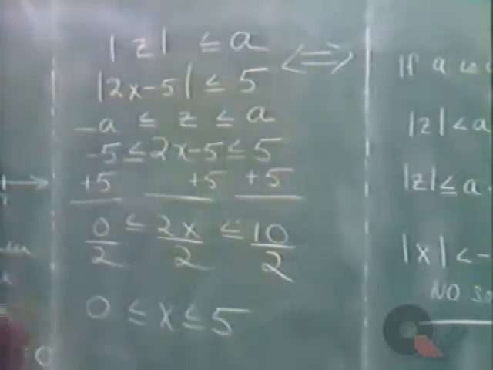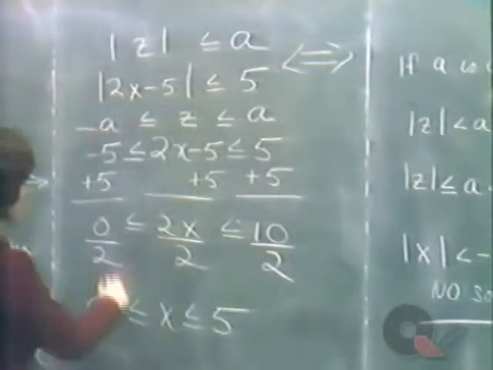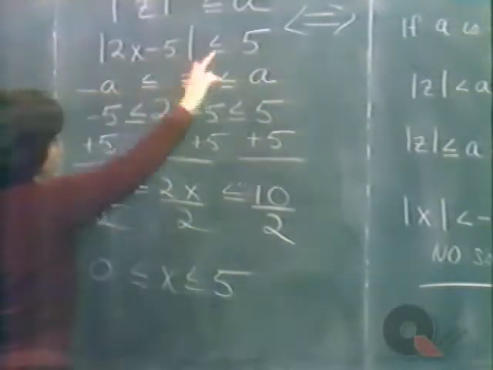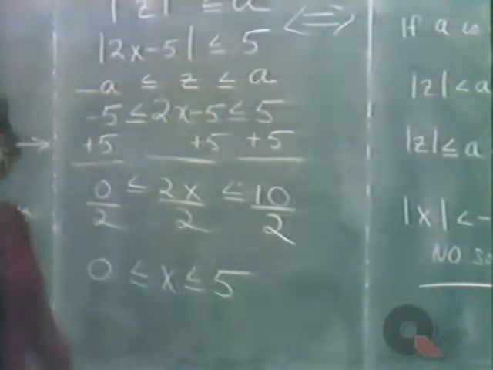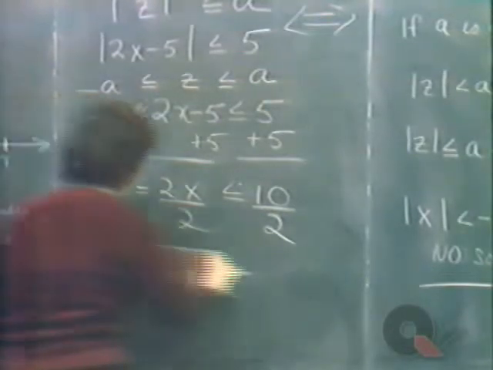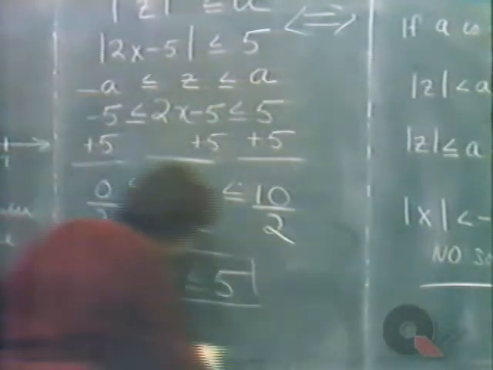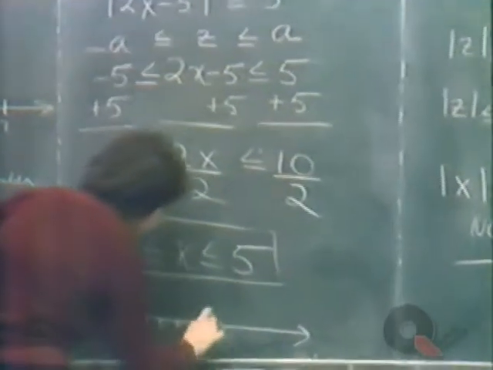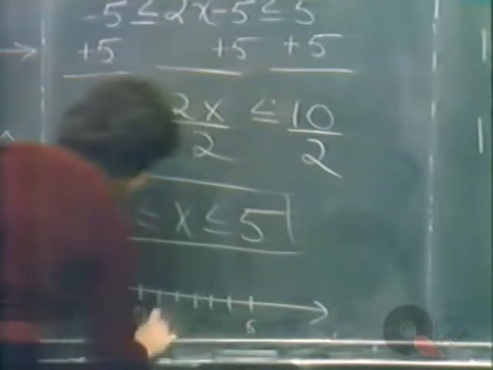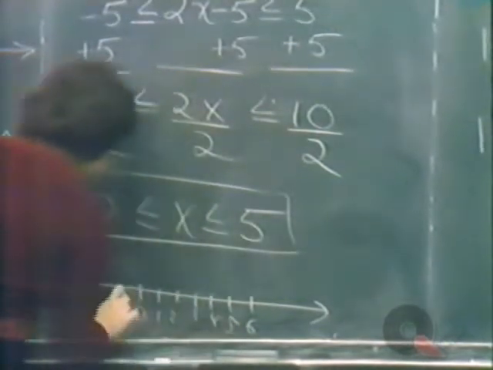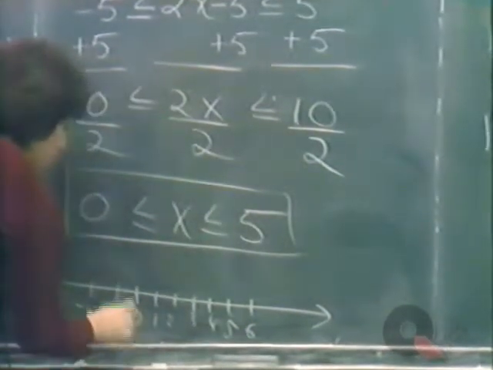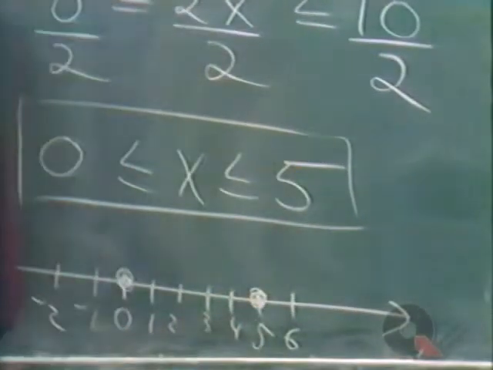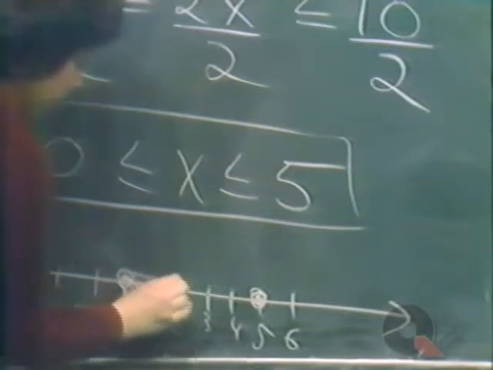Okay, that is the answer, the values of x which can be substituted in here and make this come out a true statement are all those values from 0 up to and including 5. And we can indicate this on the number line as follows: 0, 1, 2, 3, 4, 5. And the negative numbers are here. We want from 0 up to and including 5, including the endpoints, so they're filled in.